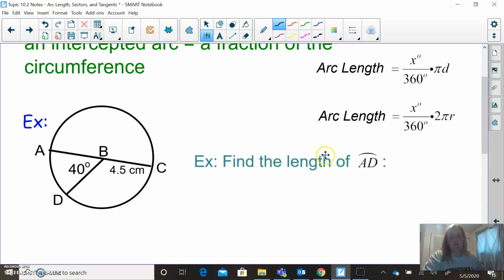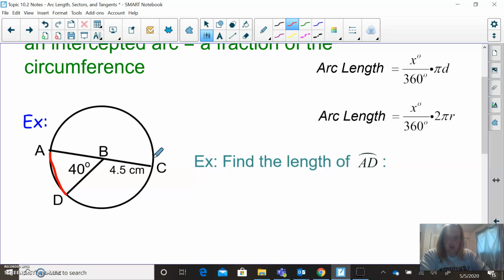So if you look here, we're trying to find the length of AD. So we're trying to find this part right here. It's kind of like the crust of the circle, right, of a pizza. When you cut it out and you got a piece of pizza, it's like a triangle, okay, and this part right there, that's the crust. We're trying to find the length of the crust, okay?